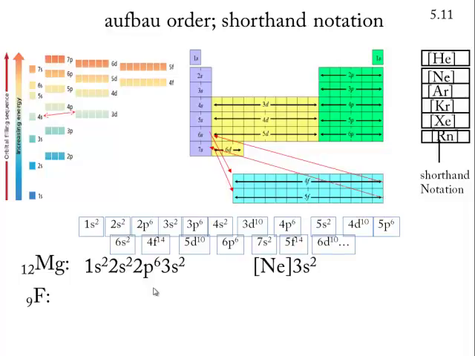Very handy. Fluorine, well, the nearest noble gas is just one short of neon, so we're going to have to go with the plain old one, or you could go ahead and write helium, and it barely saves you anything, because that's the nearest noble gas, 1s2 right there, helium.